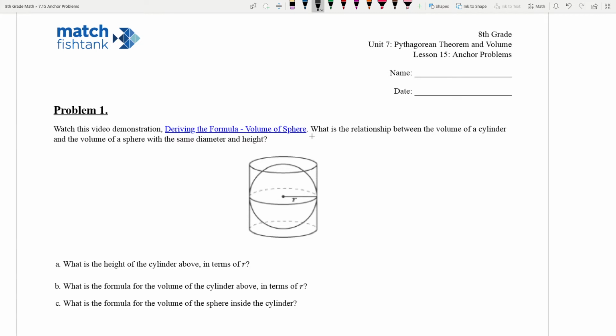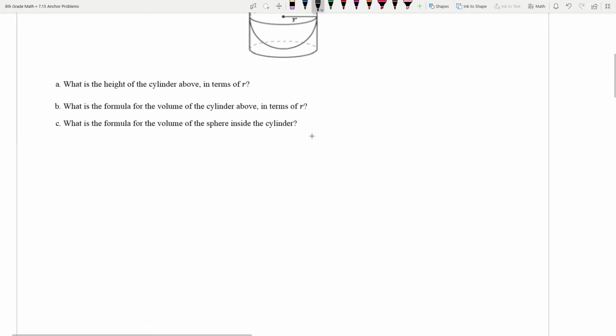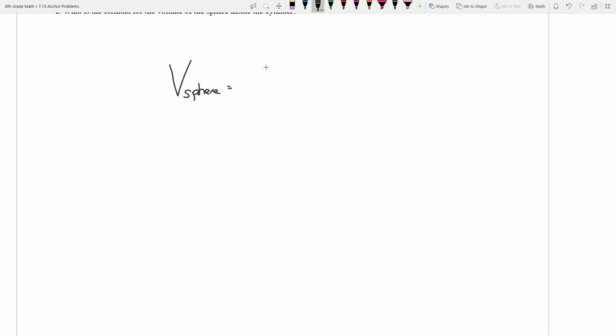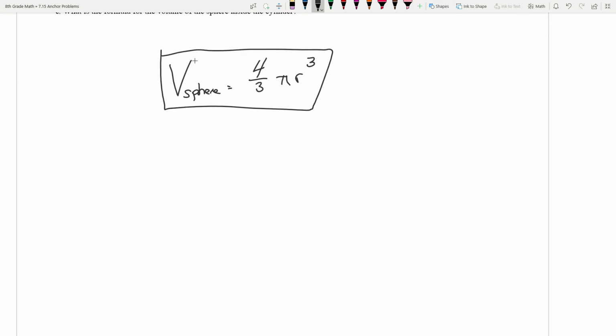And I'm just going to jump right to the formula of the sphere here. It is really cool to see how it's derived. But the volume formula for any sphere, the volume of a sphere, can be found by taking 4/3 times pi times the radius cubed. All right. It's a cool video, but we're just going to skip it for now and use the formula to solve a whole bunch of problems.